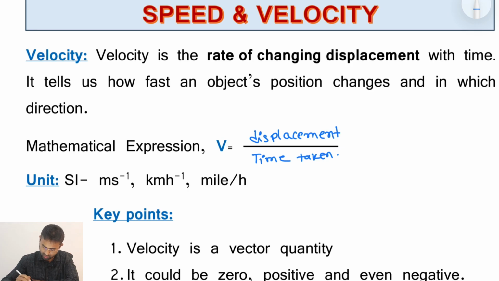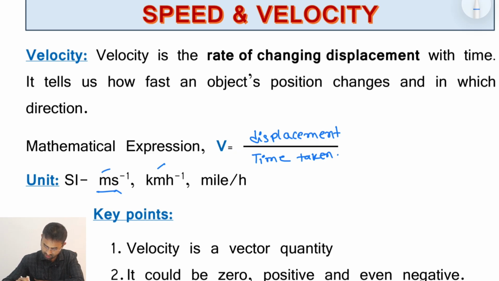When we are using meter for distance and second for time, then the unit will be meter per second, and kilometer per hour when kilometer is the unit of distance and hour is the unit of time. Again, mile per hour when mile is the unit of displacement and hour is the unit of time.